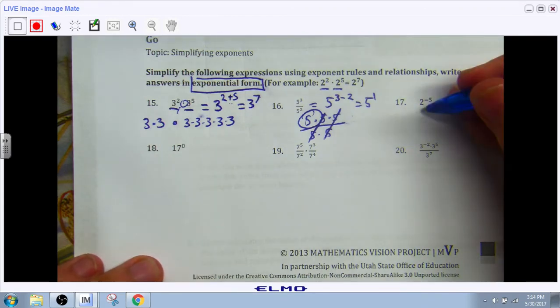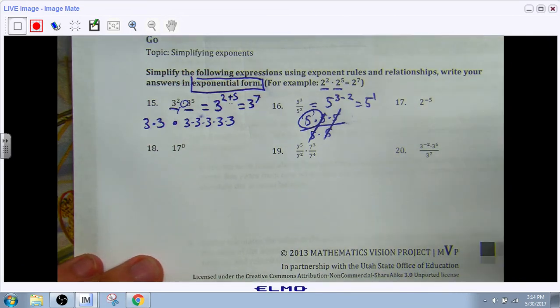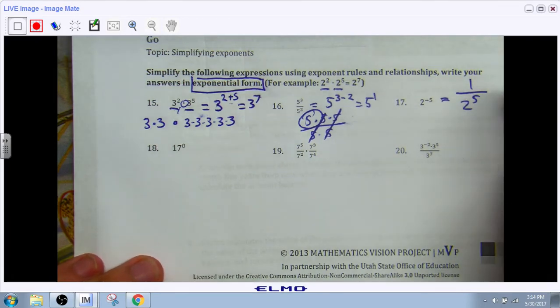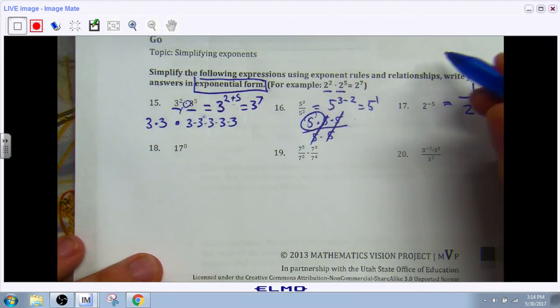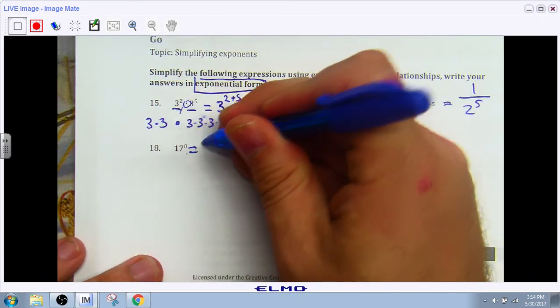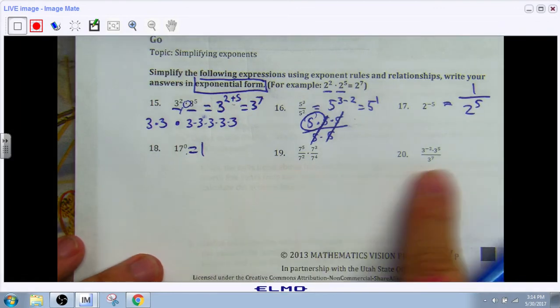17, 2 to the negative 5th. What does it mean to raise something to the negative power? That's the inverse. So this is going to be the same as 1 over 2 to the 5th. Okay. And so with those basic rules, you should be able to do the rest of them. Well, anything to the 0 power is just 1, so you should know that one. 19 you should be able to do.